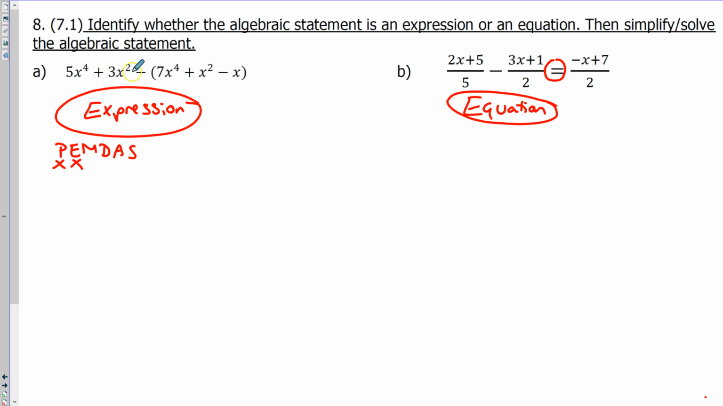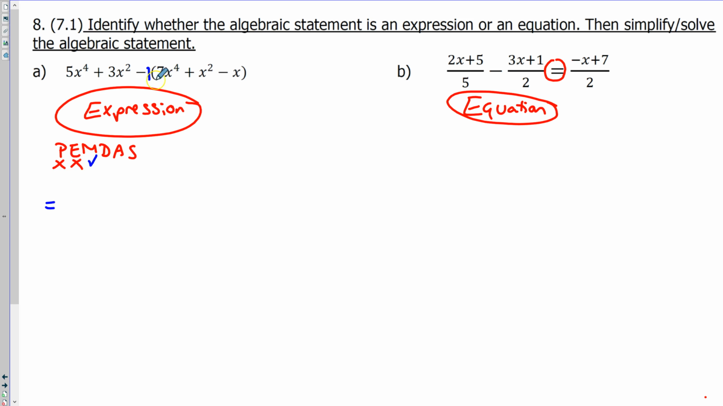Same thing for E. There is an implied multiplication here, I would argue, between the negative and the set of parentheses. So parentheses are also used as a multiplication operation, and that's kind of what's happening here. We want that implied -1 to multiply through to the 7x to the 4th, the positive x squared and the negative x. So we can do multiplication here.